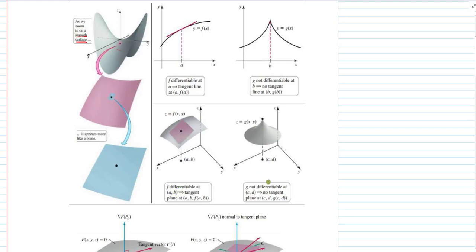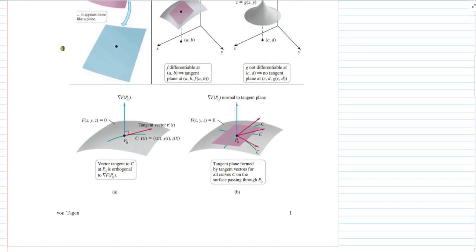If it's not differentiable at a point, say like this one up here, then no matter how you try to affix a plane to approximate the surface there, there's no way that, by zooming in closer and closer, you'll come up with a plane that approximates the surface at that point. So without going into any further detail for this first discussion, let's take a look at what we mean by a tangent plane.